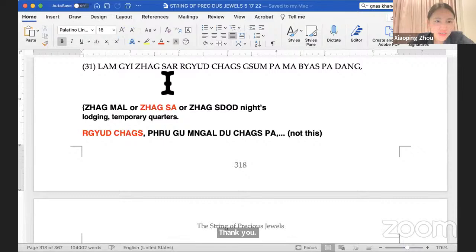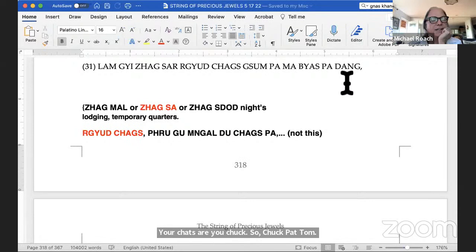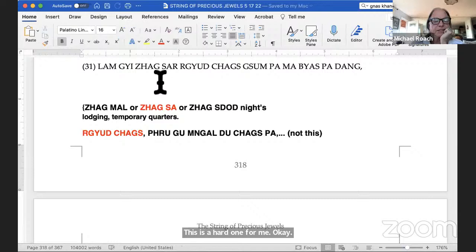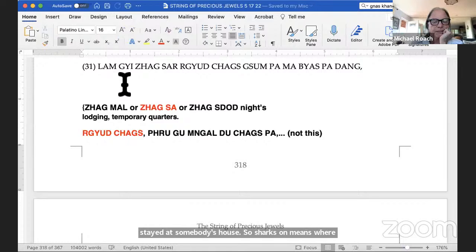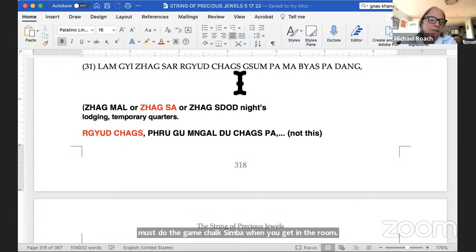Lemki Shaksa Gyu? Yeah, Chak. Yuchak sumpama chepatang. Yeah. Now this is a hard one for me. Okay. Shaksa means, you know, there weren't hotels in ancient times. There were just little inns, or you stayed at somebody's house. So shaksa means where you stop your journey for the night. Okay. Lampi shaksa. If you're on the road, and you stop at a small lodge or a small house for the night, you must do the Gyunchak Sumba when you get in the room. Okay, so you're entering a strange room. You don't know this room. You're probably never going to see it again. It's like a hotel room.